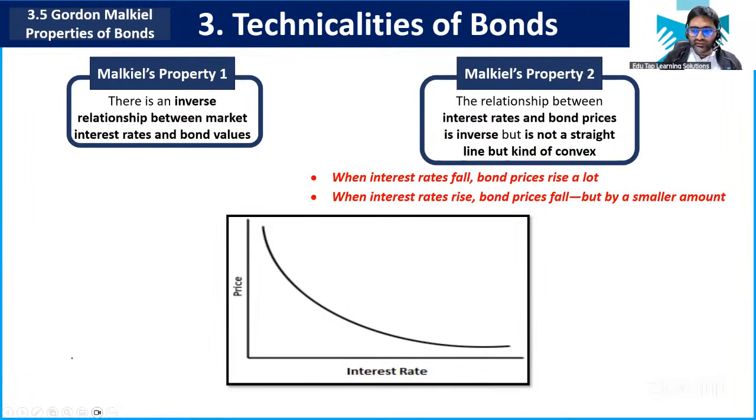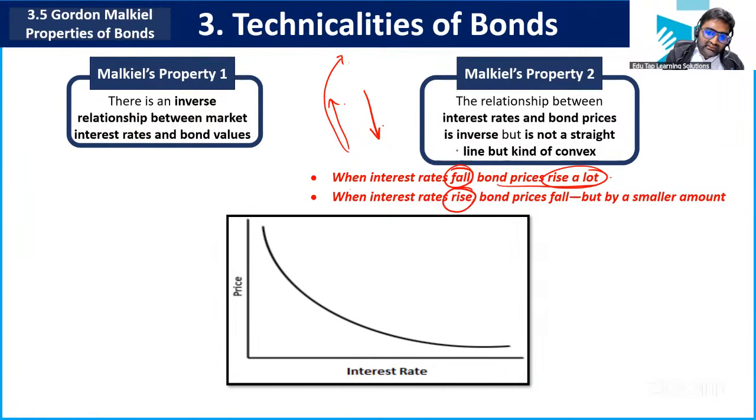Okay, I will say wahin se le lo. When interest rates fall, bond prices rise a lot. Okay, there is an inverse relationship. Interest rate in the market is falling, bond price has to rise, and this rise will be too much. Okay, because people are really ready to increase the prices.